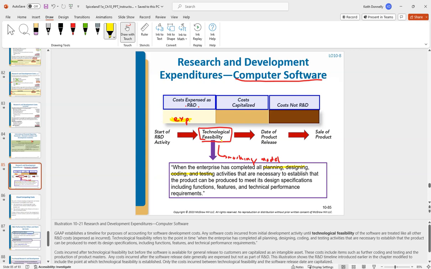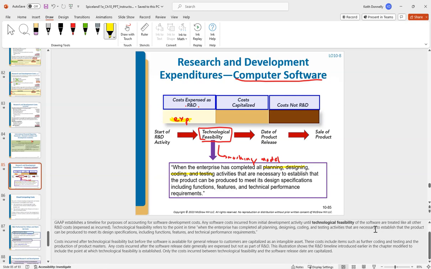Then when you get that working model, if you throw more money into this, you have additional refining, so it says down here, costs incurred after technological feasibility, but before it's available, are capitalized as an intangible asset. So any further coding and testing, these are going to be capitalized, any additional costs. We're going to put an intangible asset on the balance sheet for it.